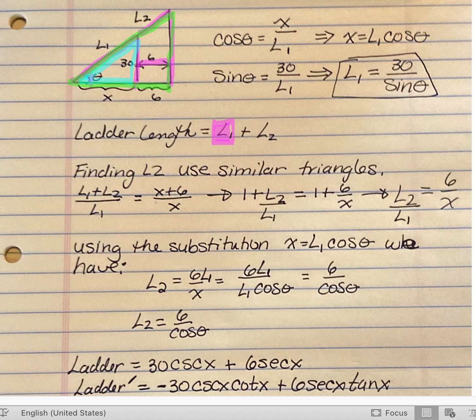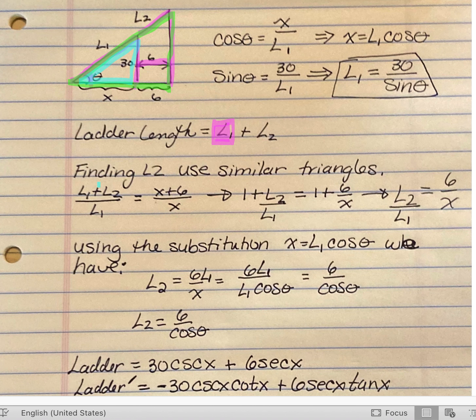So what I did was I said L1 plus L2, so this is the whole entire hypotenuse of the big triangle, over the hypotenuse of the smaller triangle, which is L1. Then I created another ratio. We have x plus 6, that's the whole side of the big triangle, over x, which is the side of the smaller triangle. And then after doing some manipulation, I found that I could get another ratio, which is L2 over L1, which is equal to 6 over x.